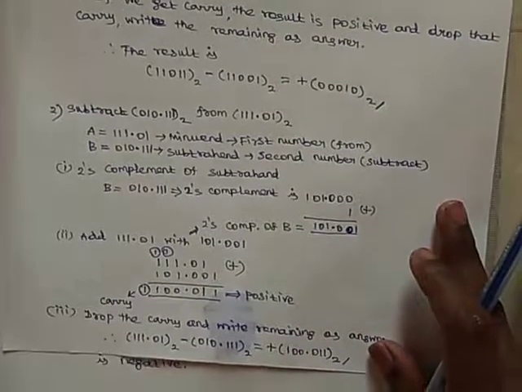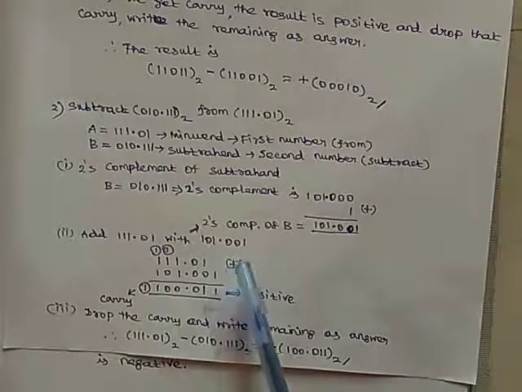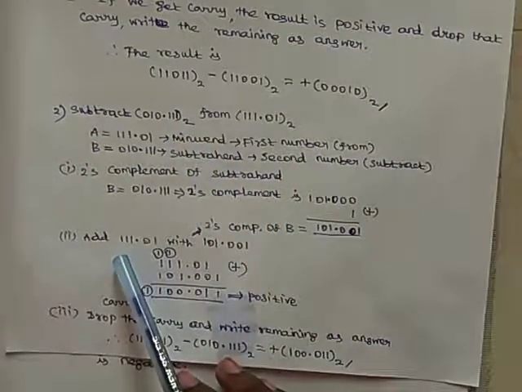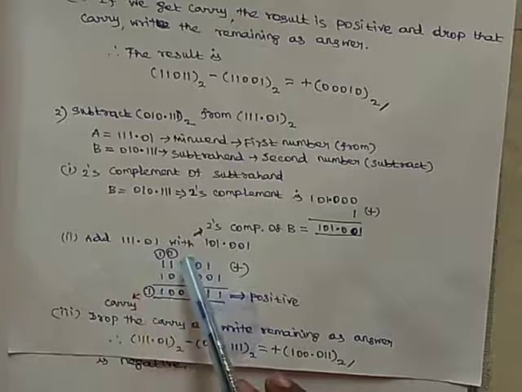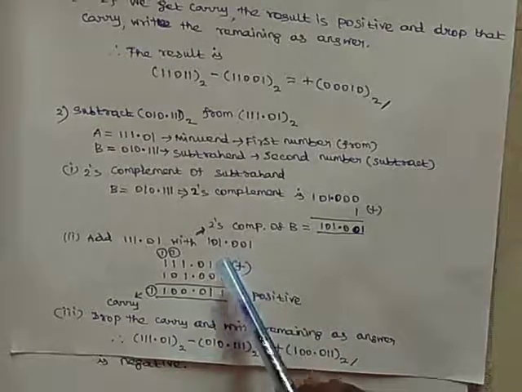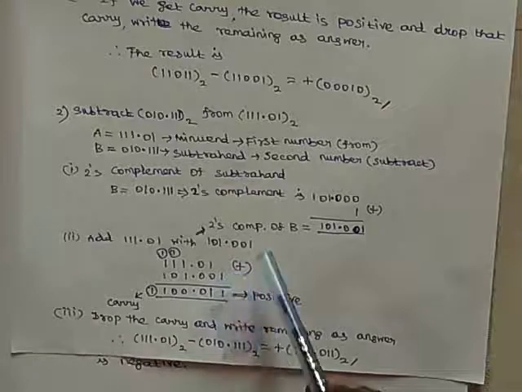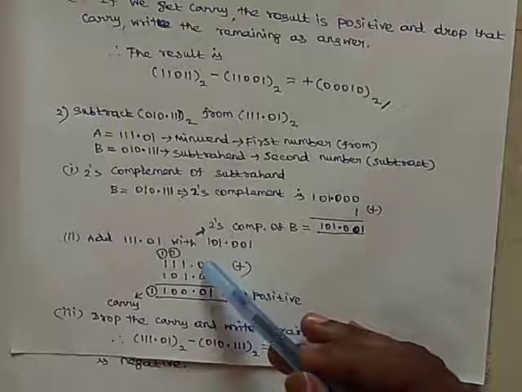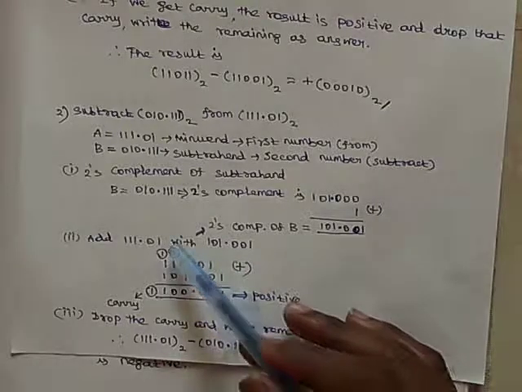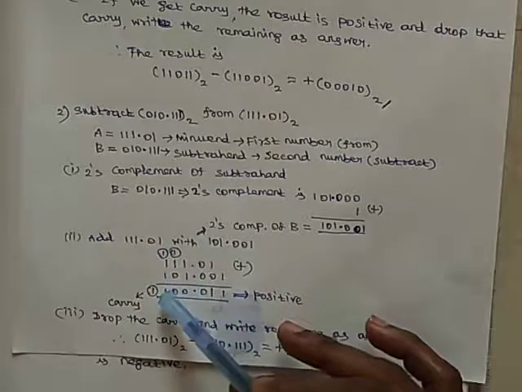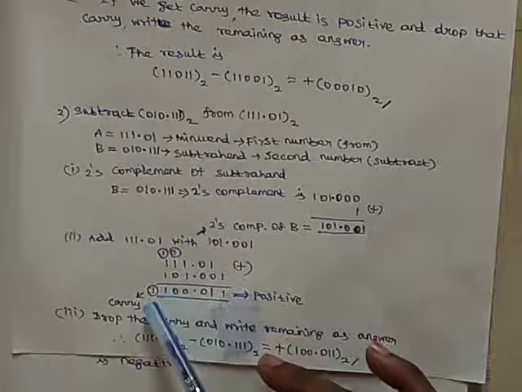In the next step, we add this 2's complement with A. So the A number is 111.01 with this 2's complement, 101.001. Here this number contains only 5 digits and this number contains 6 digits, so we have to write as such. Right. So 1 plus 0 is 1. 0 plus 0 is 0, 1 plus 1 is 0, the carry is here. So 1 plus 1 is 0, remaining 1, triple 1 gives double 1. Right, so here 1, there is a carry.